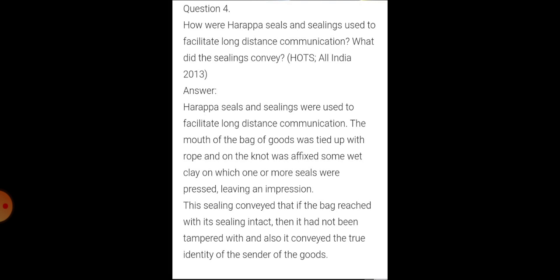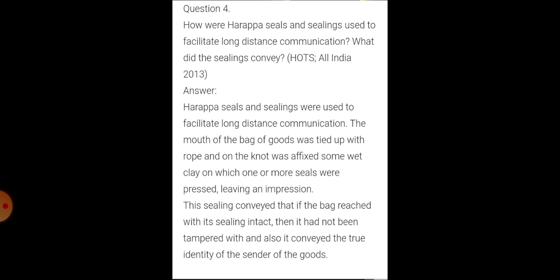Now, question number 4. How were Harappan seals and sealings used to facilitate long distance communication, and what did the sealings convey? Harappan seals and sealings were used to facilitate long distance communication. The mouth of the bag of goods was tied up with rope, and on the knot was affixed some wet clay on which one or more seals were pressed, leaving an impression.